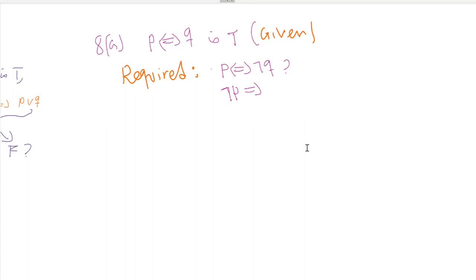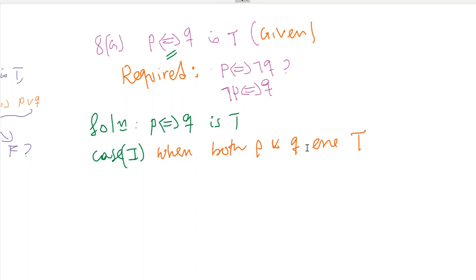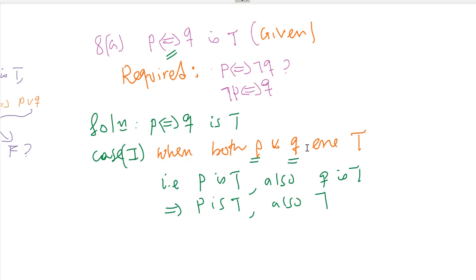Okay, so what is the solution? By the implication rule, there are two cases. Case one, when both P and Q are true. That means P is true, also Q is true. This means P is true and also negation of Q is false. So P by implies negation of Q is equivalent to P is true by implies negation of Q, which is false. So this is actually false by the rule of by implication.